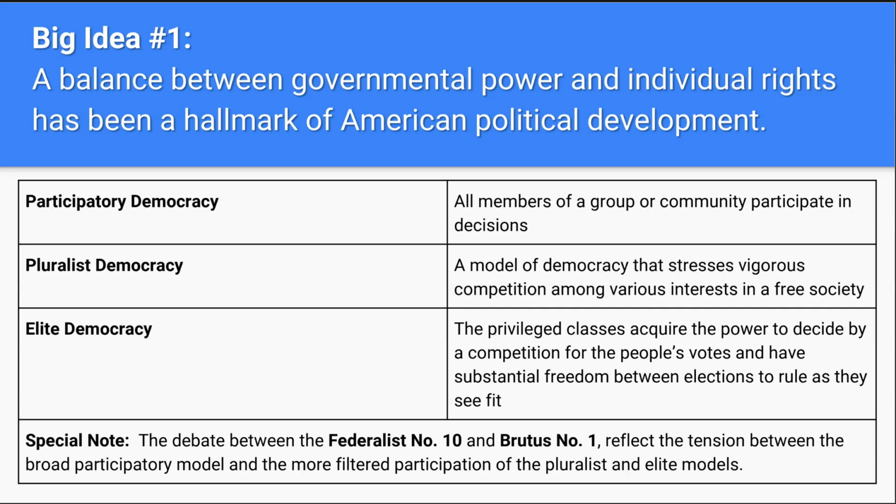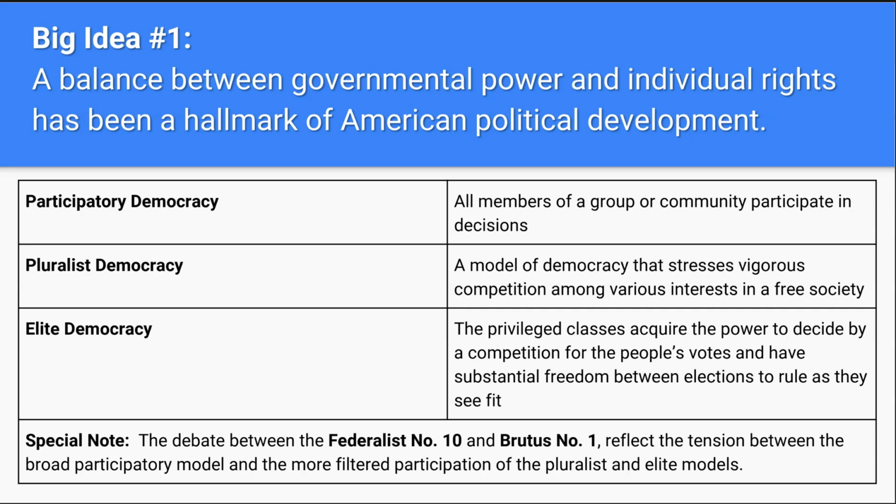So let's talk about the big ideas in Unit 1. The first big idea, this balance between governmental power and individual rights, has been the hallmark of American political development since the beginning. And we talk about three kinds of democracy. At one extreme you've got participatory democracy, where all members of a group or community participate in decisions and every member has a vote. We talked about how in many ways that's impractical to do. Pluralist democracy is a model of democracy that stresses vigorous competition among various interests in a free society. And then at the other extreme, elite democracy, where the privileged classes get the power to decide by a competition for people's votes and have significant freedom between elections to rule as they see fit.